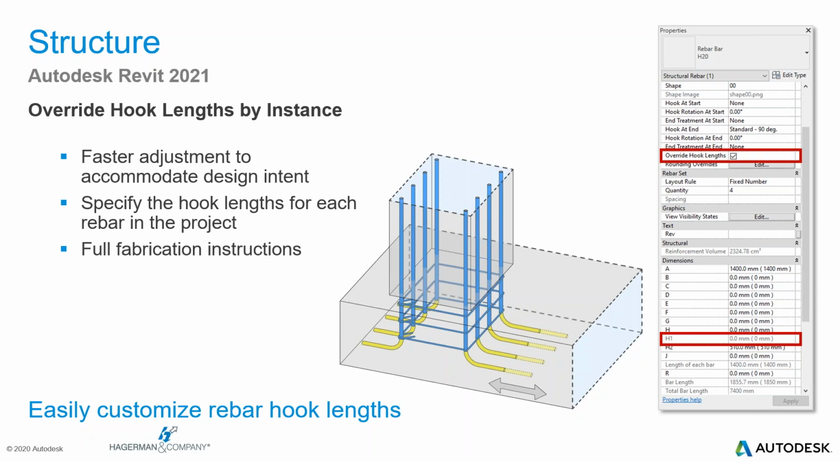This is accomplished by selecting the override hook lengths option in the properties palette and inputting the new length in the respective rebar shape parameter field. This new feature improves user efficiency and productivity in modeling accurate reinforcement.